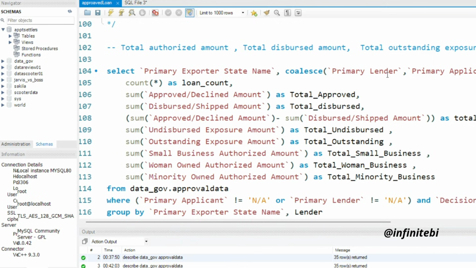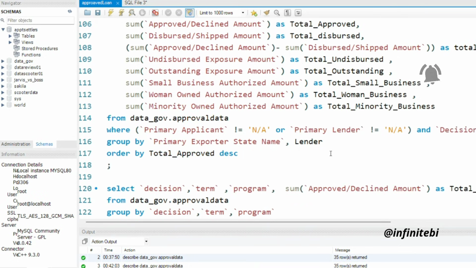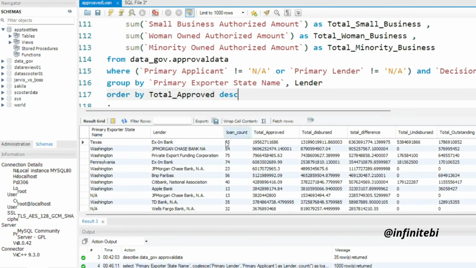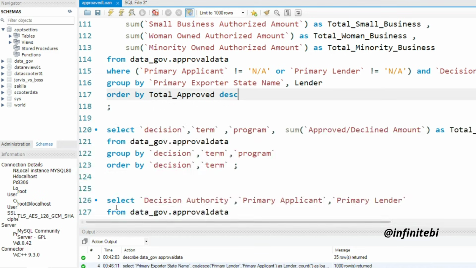And I count the loan, which is one of the metrics, and then approval and everything. You can see everything in here. And I just did a group by lender and by state, and ordered by approval descending, so I can have the total on top. So I can run this real quick so you guys can see. JP Morgan Chase, EXIM Bank, and I don't know that bank. This is official data from data.gov, right? So you guys can go through it and see for yourself.